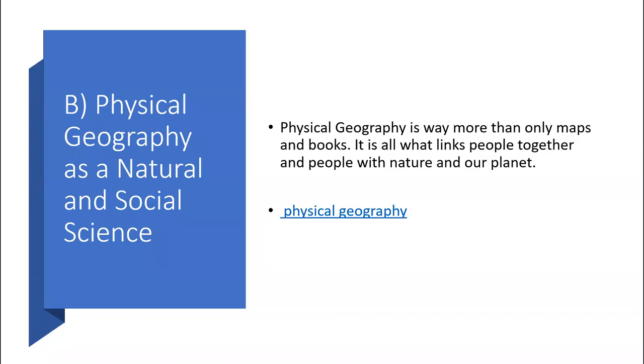B, physical geography as a natural and social science. So physical geography is way more than only maps and books. It is all what links people together and people with nature and our planet.